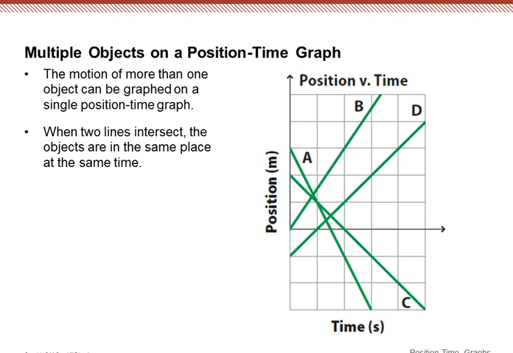This gives an example of 4 different objects that are moving position versus time, and we can conclude a lot of things based on these objects, but we're not going to get into all of them. The key is when the 2 lines intersect, that means that the object is at the same place at the same point in time. So for instance, right here at this intersection, that's when object C and object D occupy the same position at the same point in time.